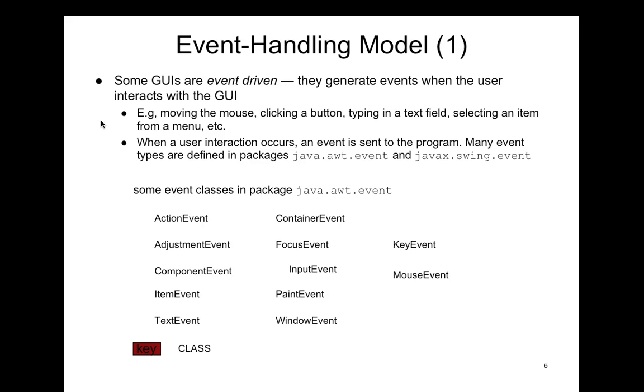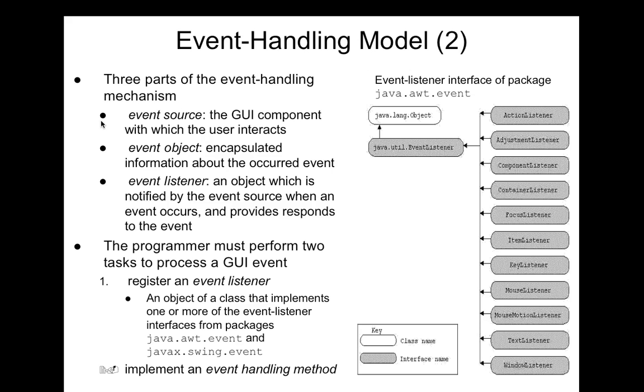So here are our events, and this is just a list of some of the events that occur that can be captured: mouse events, input events, things of that nature. Paint events, when the screen is painted, when the mouse moves, all sorts of different things.